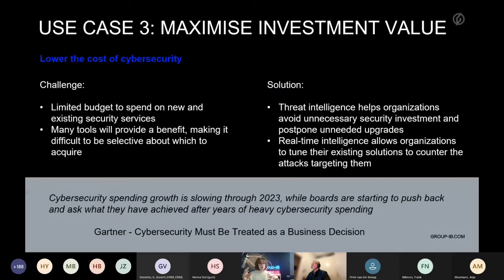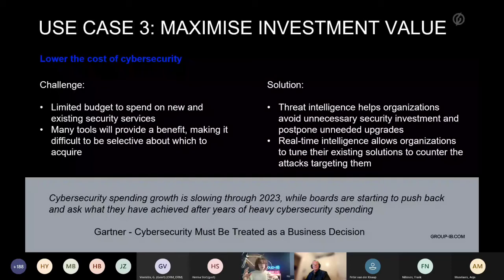I've heard from quite a few CISOs that they're told, before you bring a security tool in, you need to get rid of two. So it's a challenge. We've invested a lot in cybersecurity, show us the value. And I think threat intelligence can help improve that value for what you've already invested in.